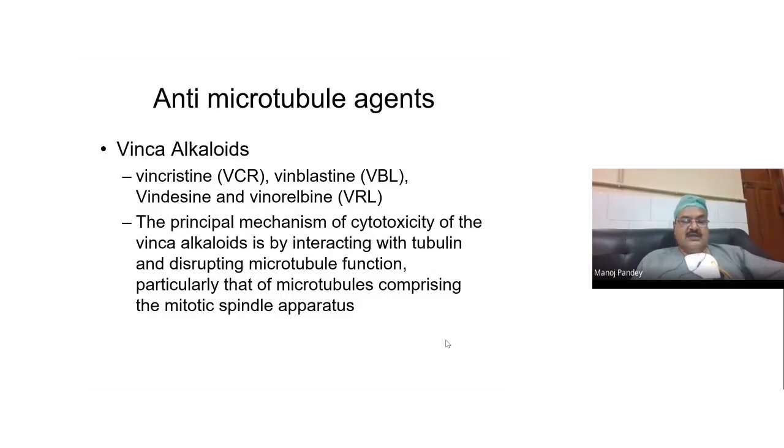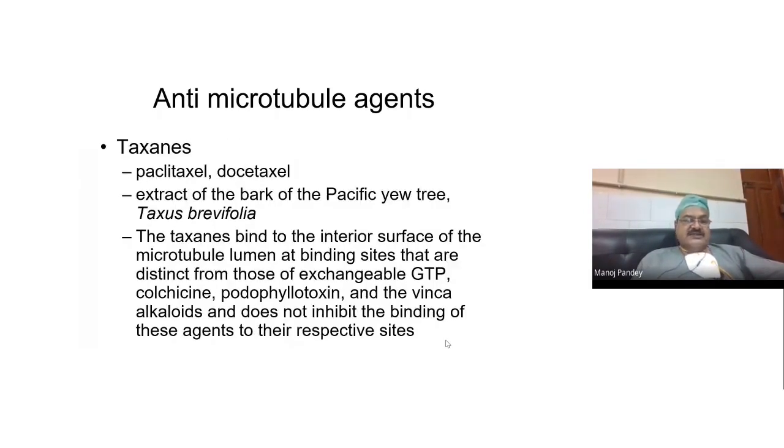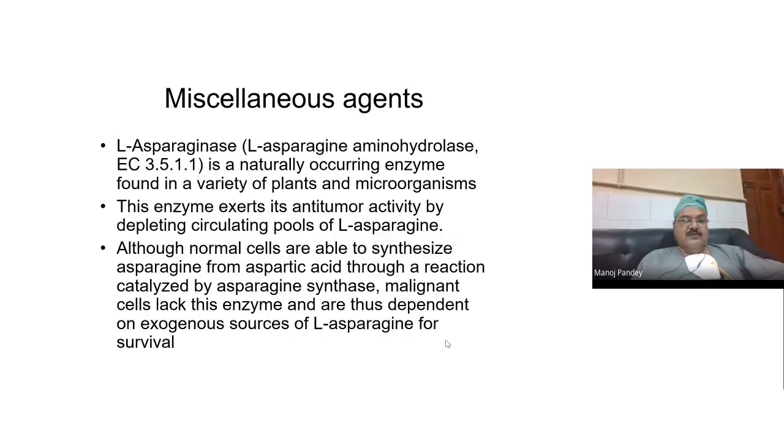These are the compounds which were earlier isolated from the Vinca rosea plant. This is a common flower which exists everywhere. Even in Banaras, you can see this flower. You have taxanes, which were originally extracted from Taxus brevifolia. Paclitaxel and docetaxel are the two taxanes which are available.